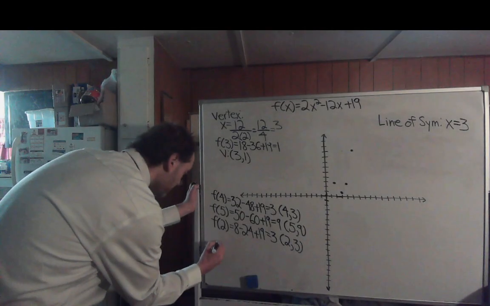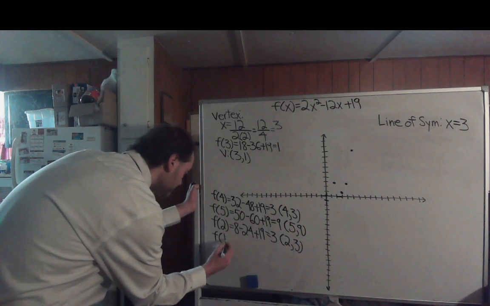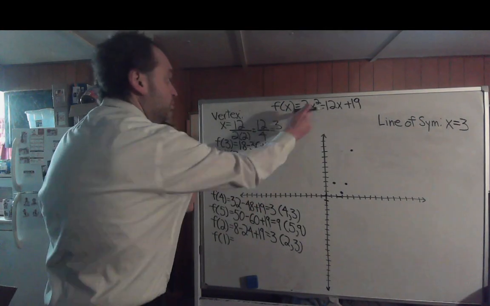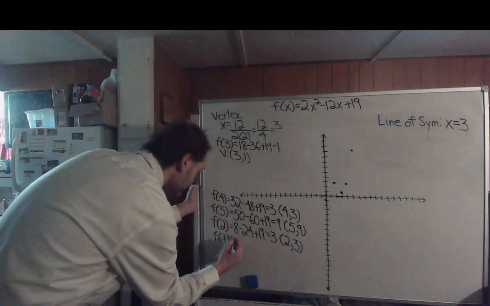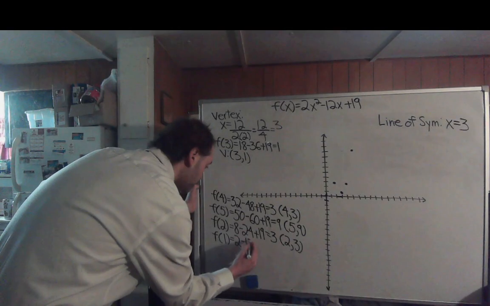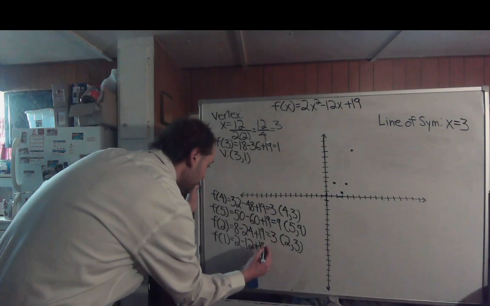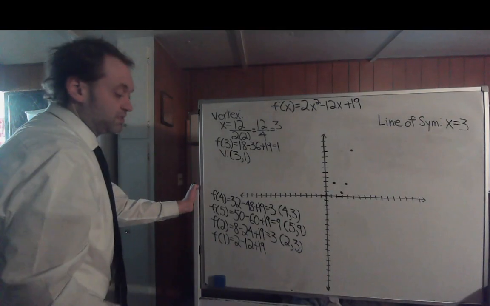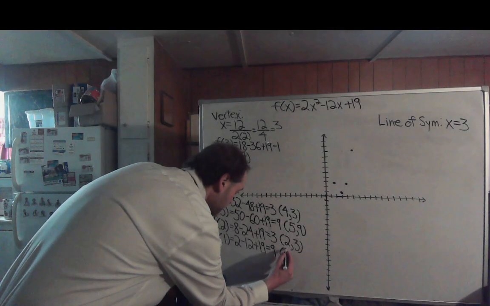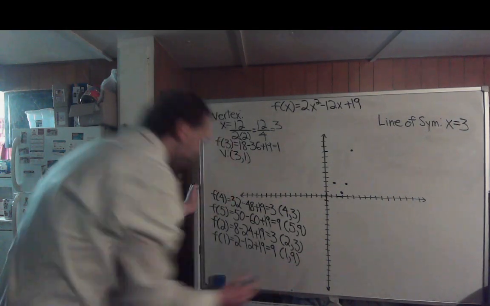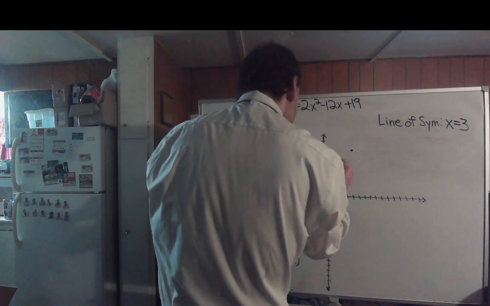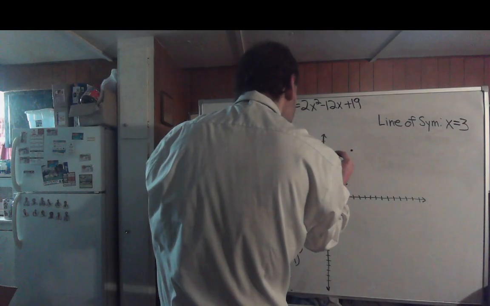And then why don't we plot f of 1? So let's see, 1 squared is 1 times 2 is simply 2. Minus 12 times 1, that'd be minus 12. Then all that plus 19. 2 minus 12 is negative 10 plus 19 equals 9. So you'll end up with the point 1, 9. So let's plot 1, 9, which would be right there.